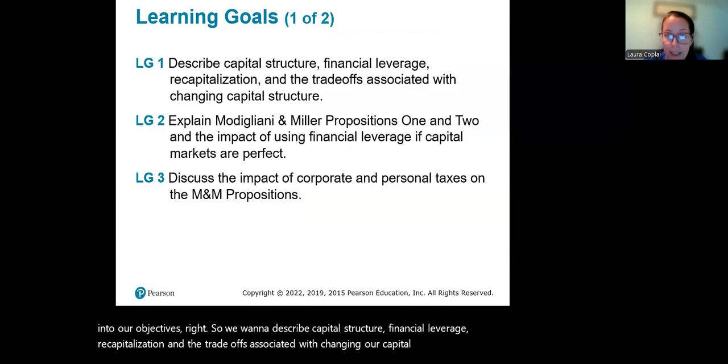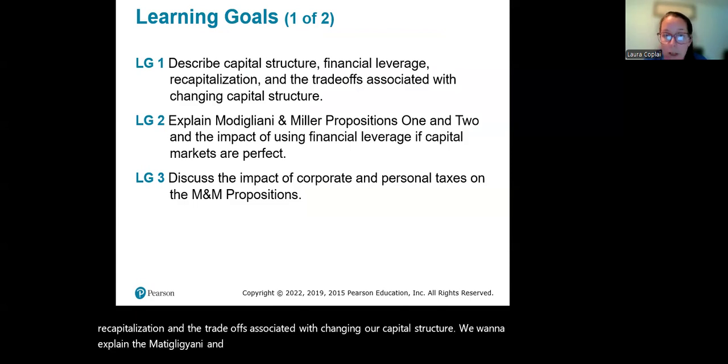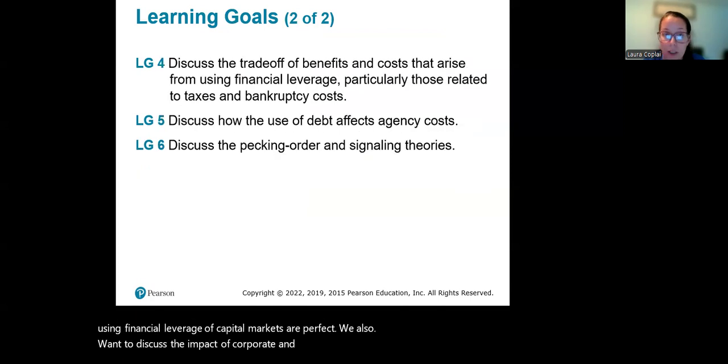We want to explain the Modigliani and Miller propositions, or M&M props 1 and 2, and the impact of using financial leverage if capital markets are perfect. We also want to discuss the impact of corporate and personal taxes on those M&M propositions.